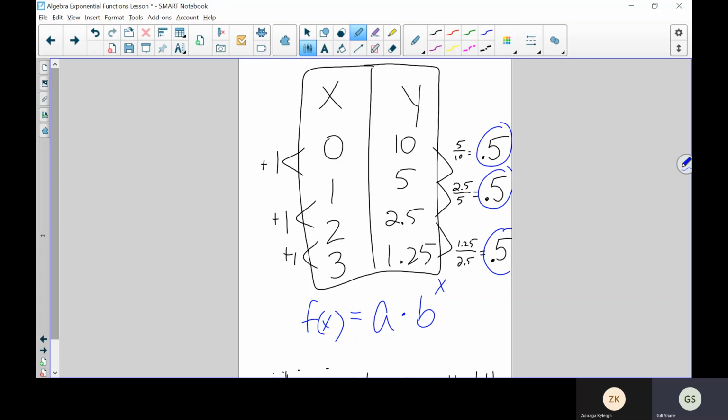Yes, y-intercept, that's right. So what is it? It's 10. But how do we know where the y-intercept is? When x is 0, here's what you do. You find x of 0, and you put a rectangle around it. That y value is your a.